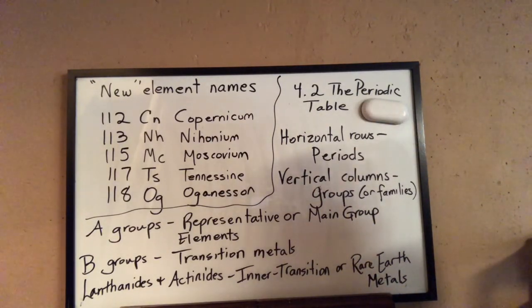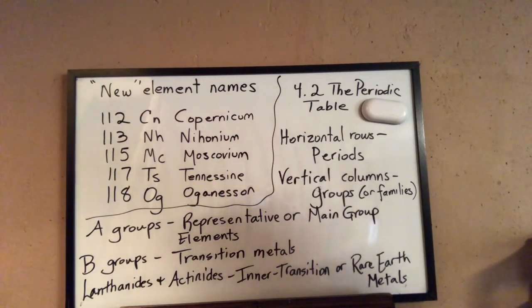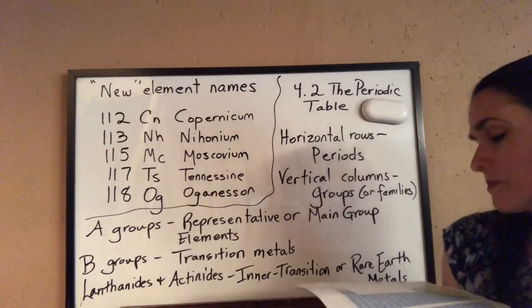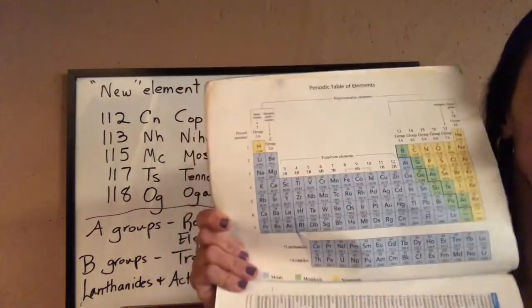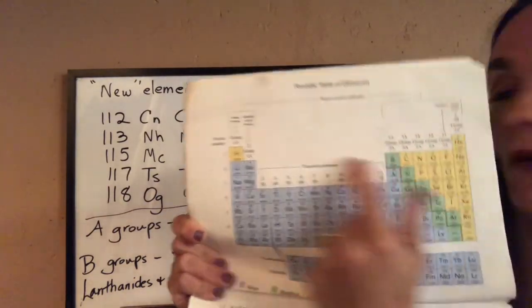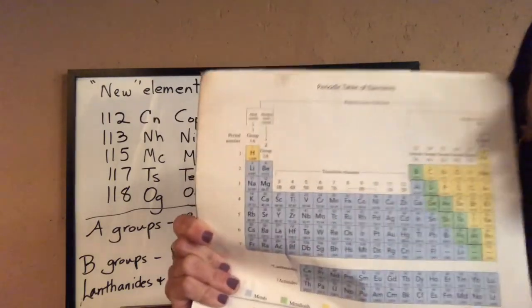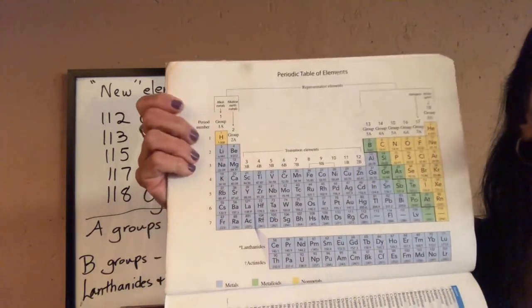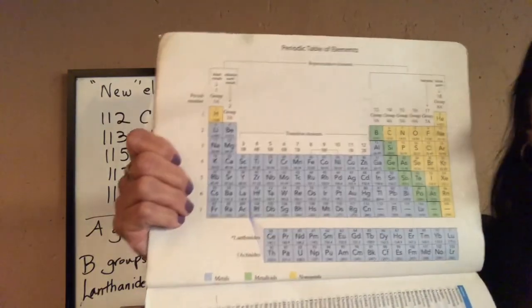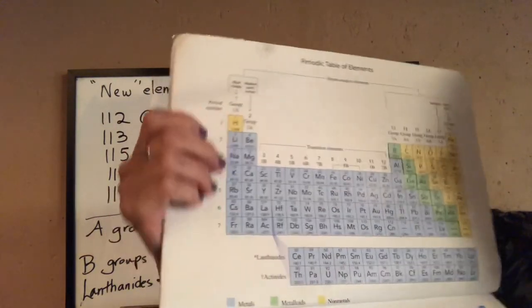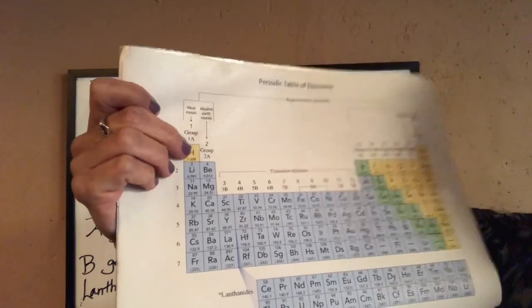Okay, so section 4.2, the periodic table. Let's talk about the layout. Horizontal rows are called periods, and the vertical columns are called groups. Sometimes they're called families. Okay, so the horizontal rows, horizontal across, these are called the periods, and it's labeled periods on the inside cover of your textbook. Vertical columns are called groups, and you can see it's listed with the group numbers, okay?